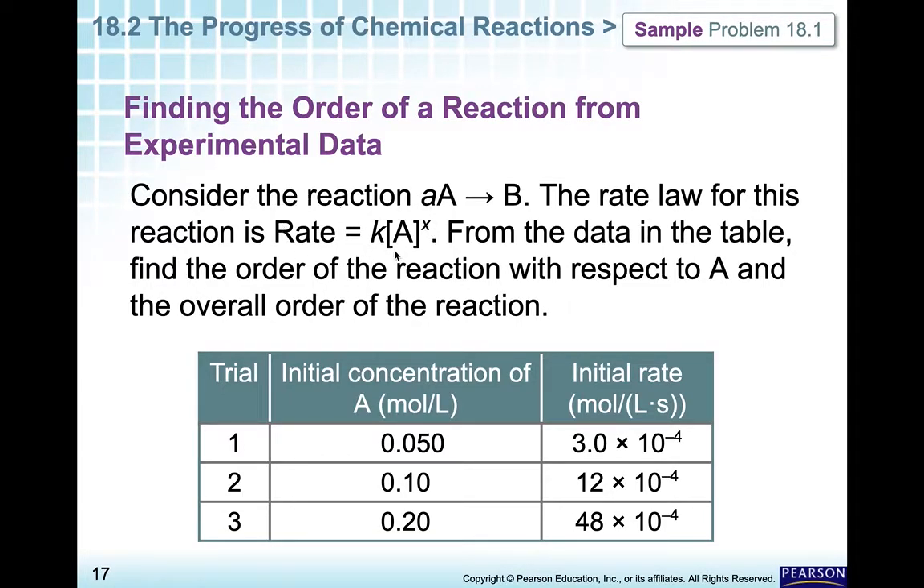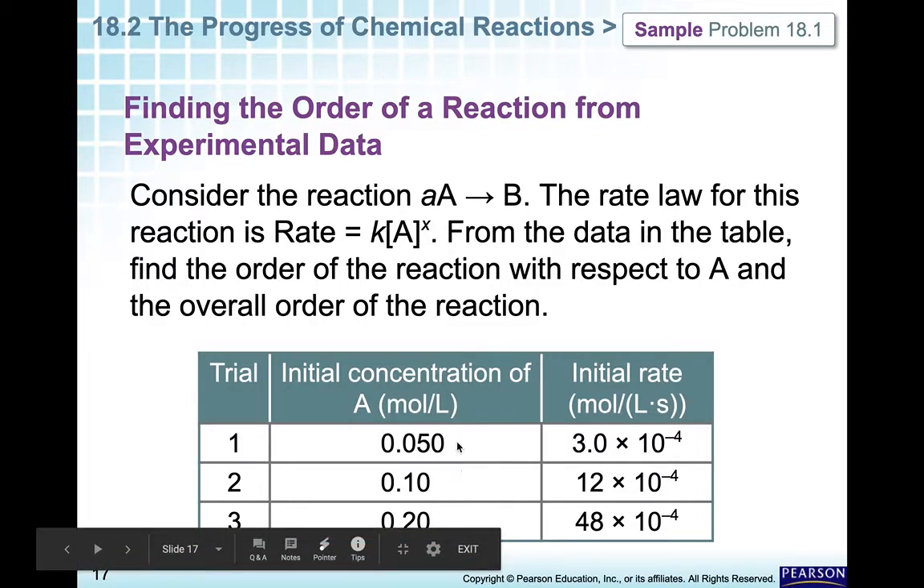This expression tells me how the rate is related to the concentration. So if I look at my data, let's look at trials 1 and 2. In these trials, I see that the initial concentration is doubling. I go from 0.05 to 0.1. So my initial concentration doubled.